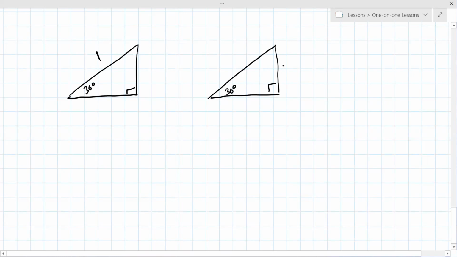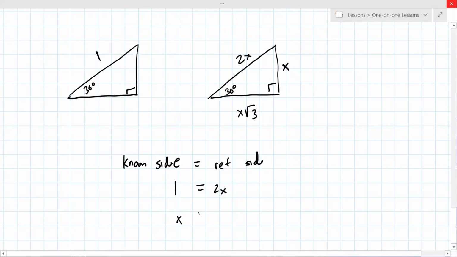So the reference triangle says the short leg is x. The hypotenuse is 2x, and the long leg is x root 3. Given that information, can you give me the values of this short leg and this long leg? Okay, maybe, probably. So what I always say is set the known side, which is 1, equal to the reference side, which is 2x. So x is 1/2.